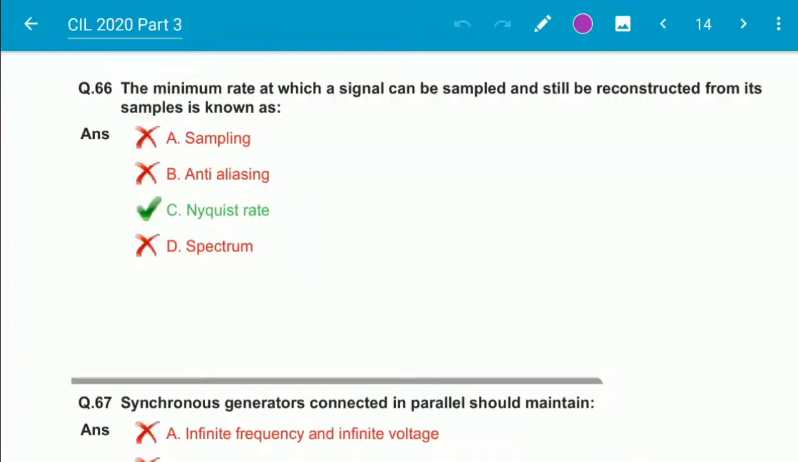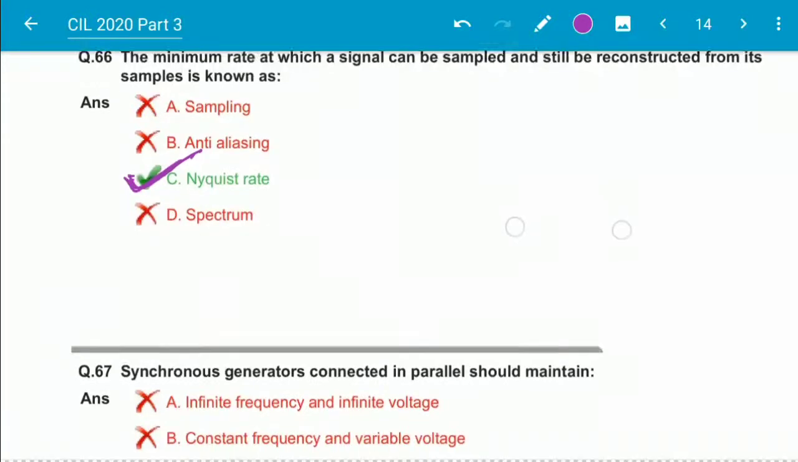Question number 66. The minimum rate at which a signal can be sampled and still be reconstructed from its samples is known as the Nyquist rate. I have already described in my last video what the Nyquist rate is and have solved a problem also.